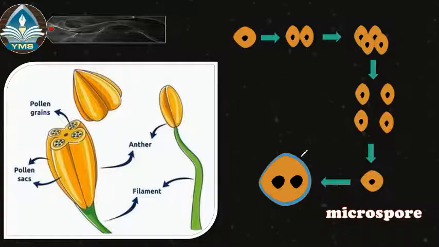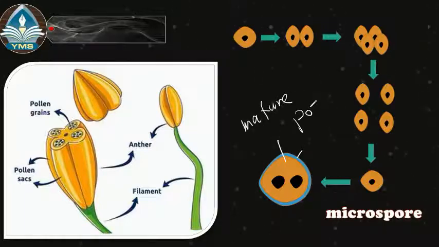It will have 2 layers. Now this external layer is called exine, and this one is intine. It has 2 layers and has 2 nuclei inside of it. Now we call this a mature pollen grain. Now after division, it will keep dividing.